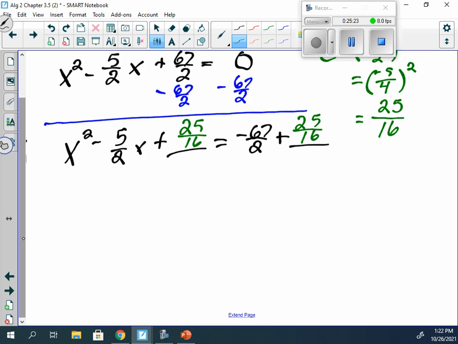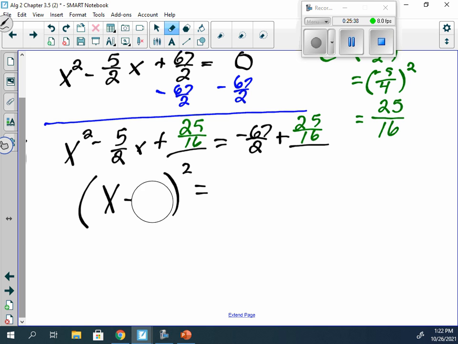Now the next thing we need to do is rewrite this as a set of parentheses squared. That's going to be x minus 5 halves, because what we had inside the parentheses before we squared it was not 5 halves, sorry. It's not 5 halves, it's 5 fourths. Since it was negative 5 fourths inside the parentheses before we squared it, it's going to be x minus 5 fourths.